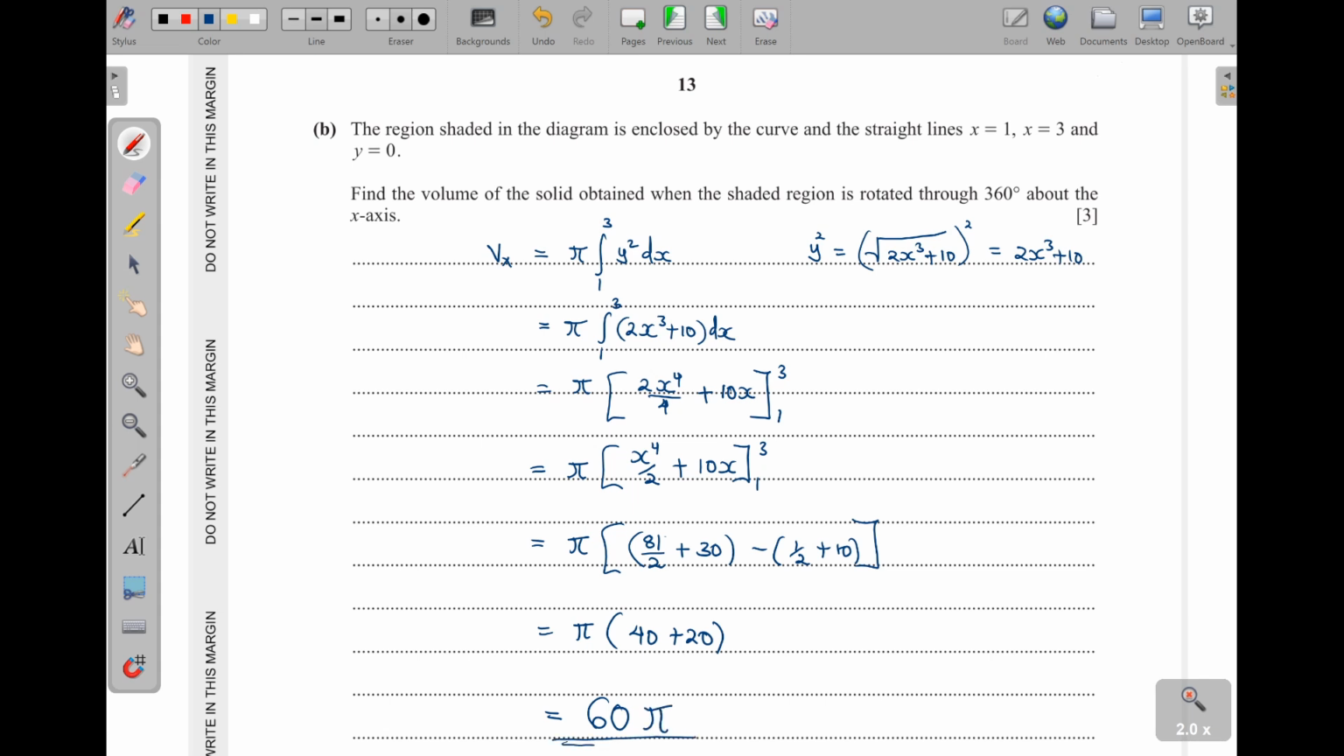As simple as that. If you want, you can put it to 3 significant figures, but leaving it exact is smart. That is that.